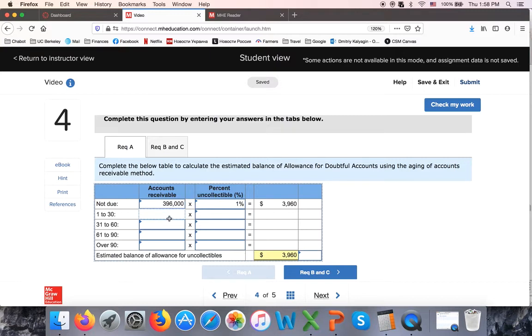And then next group, $90,000, and I'm going to multiply it by 2%. So easy, I don't even have to use the calculator. And the next group is $36,000, and it's 5%.